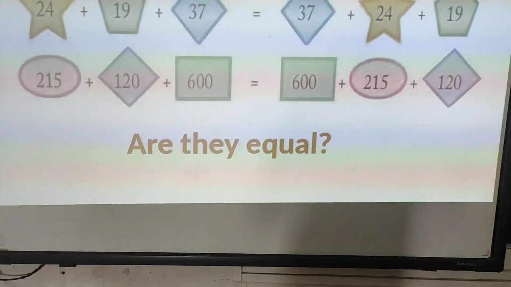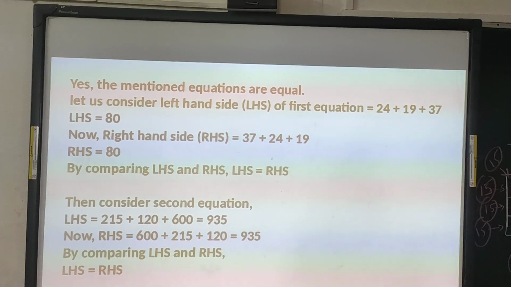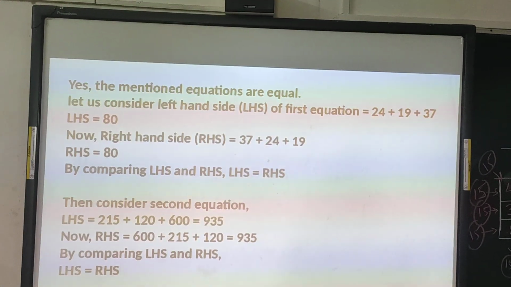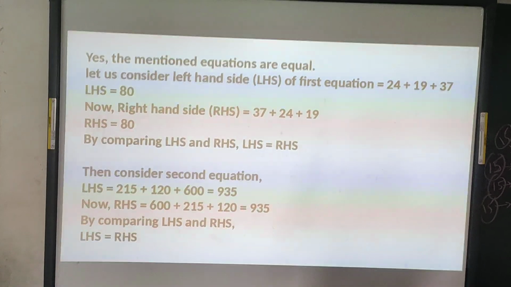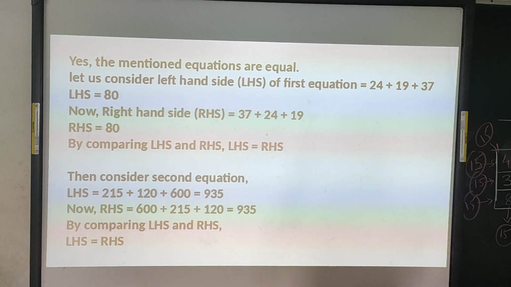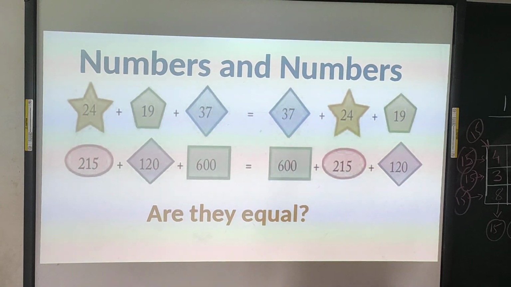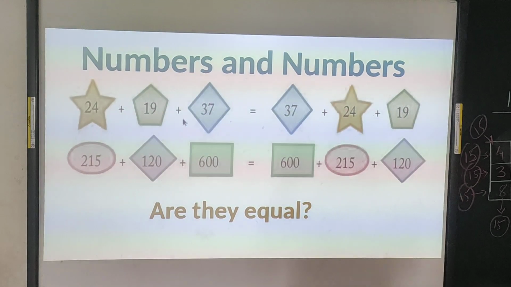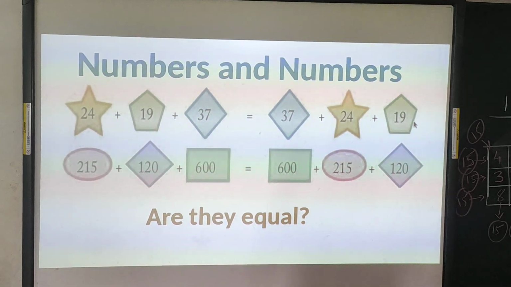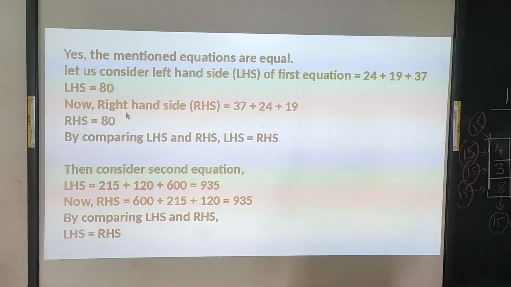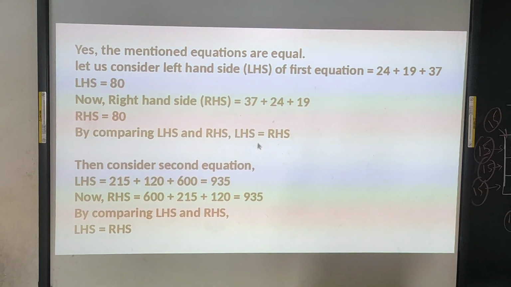Now see, children, the same I am going to show here. Are they equal? Yes, they mention the equations are equal. It is called an equation. LHS means left hand side, RHS means right hand side. What is the left hand side here? 24 plus 19 plus 37 is the left hand side, and 37 plus 24 plus 19 is the right hand side. The answer of both additions is 80. So left hand side equals right hand side.